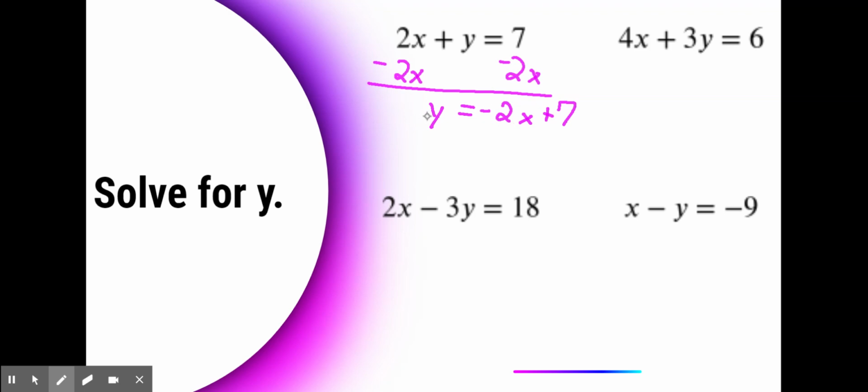Now this is 1y. So this is already isolated, right? This was really just a one-step thing. So I am done. I got y equals negative 2x plus 7.